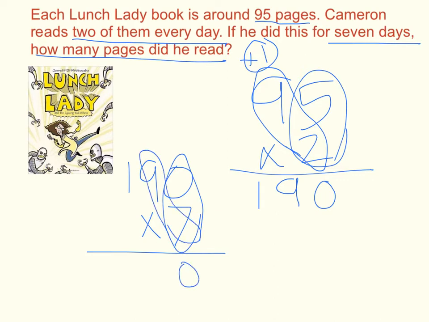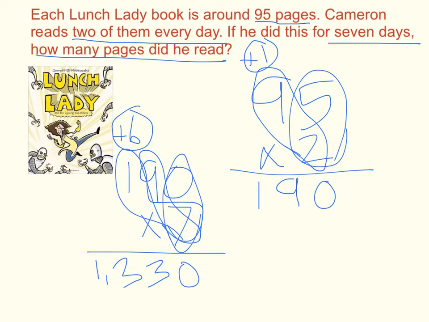7 times 9 is 63. The 3 goes down, bring up the 6 because of the place values. 7 times 1 is 7, plus 6 is 13. So in 7 days, Cameron has read 1,330 pages, which is a lot of pages, and that's a lot of awesome reading.